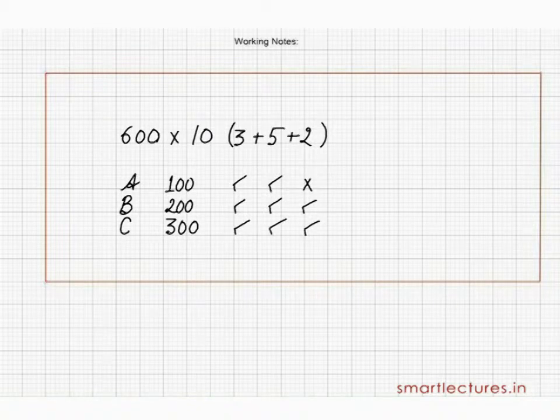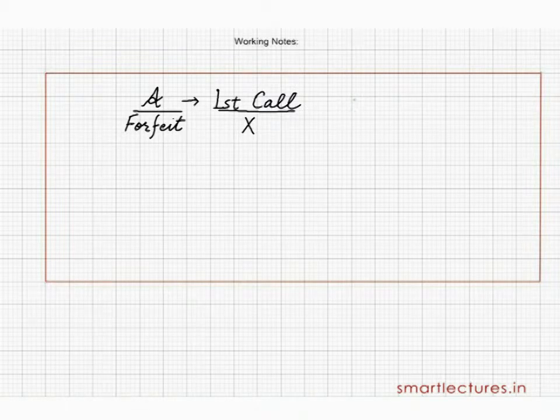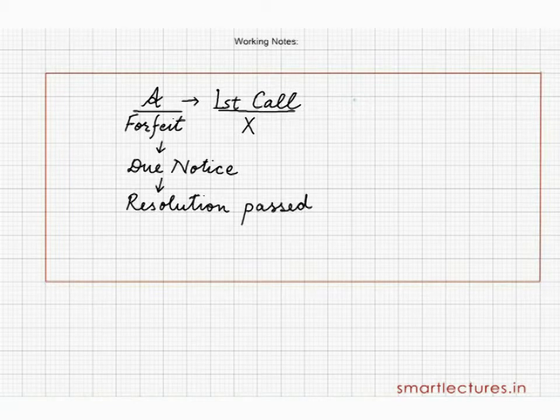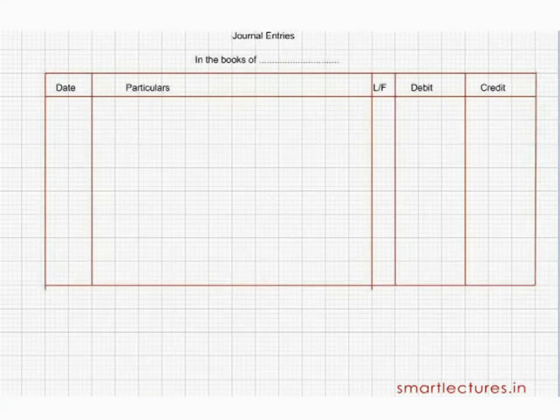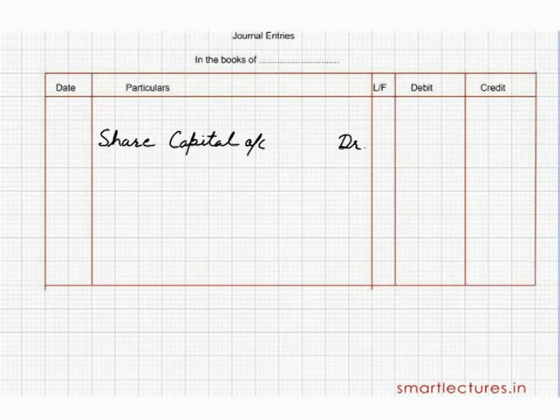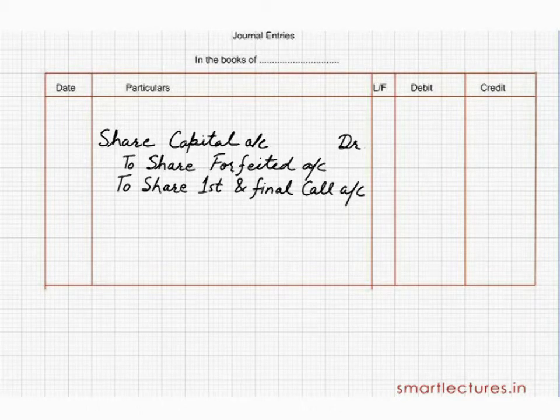You know, in this question, if you look at the table carefully, A couldn't pay first call, which means it was the arrear. So the company decided to forfeit his shares, and he was given due notice, and a resolution was passed, and the company was duly authorized by its Articles of Association. So let's see what will be the accounting treatment for this forfeiture. The journal entry: share capital account debit, to share forfeited account and to share first and final call account.